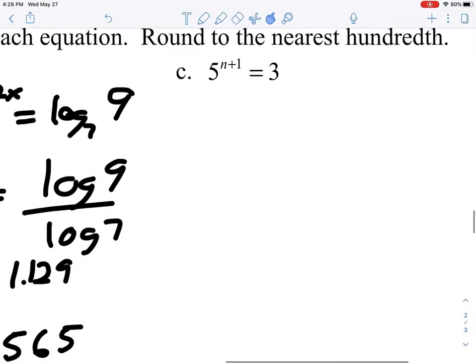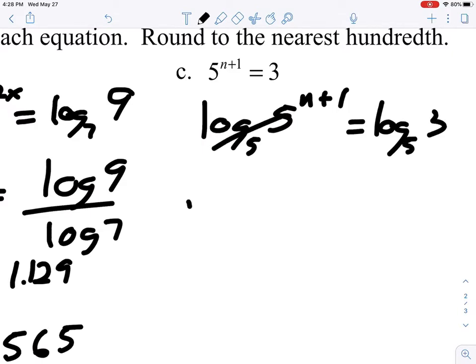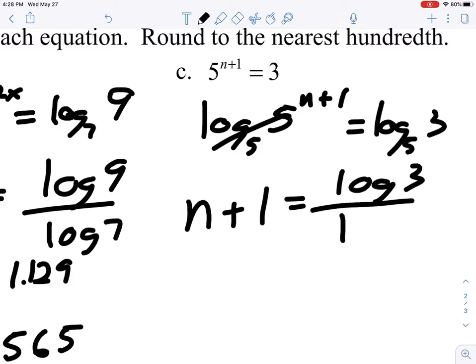That's fine. We can use that. I'm bringing in a log base 5. Log base 5 of 5 to the n plus 1 equals log base 5 of 3. These cancel. I get n plus 1 equals, run change of base on this, log of 3 over log of 5.